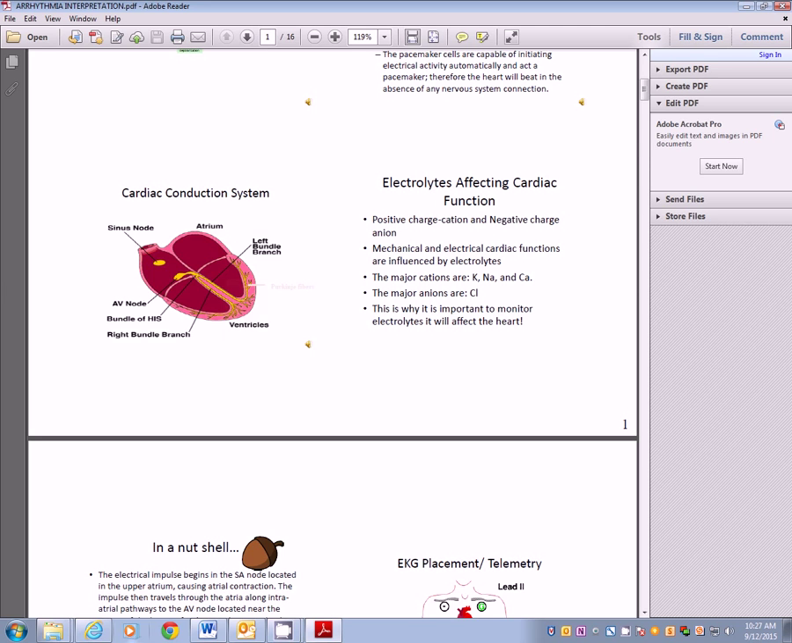Now, this pathway, if you remember, conducts a heart rate of about 40 to 60. And then if you remember, this is 20 to 40 when you get out here and you're relying on more of the bundle branches and the Purkinje fibers. So the further we go, the lower the heart rate that we're going to expect as the pacemakers are kicking in.